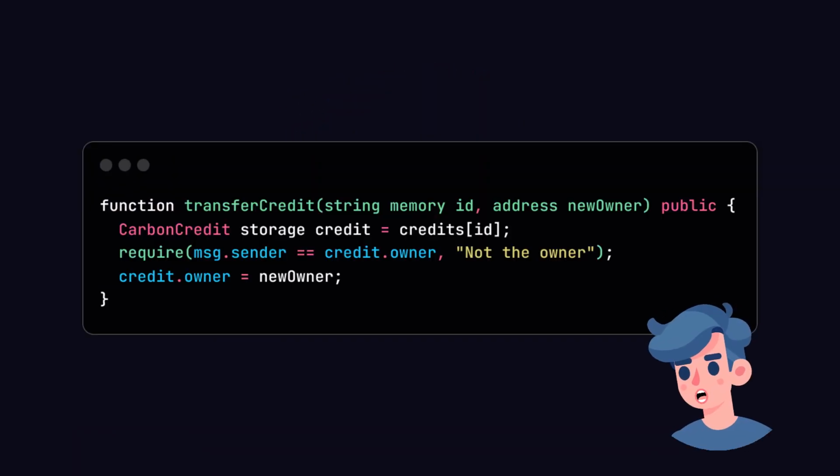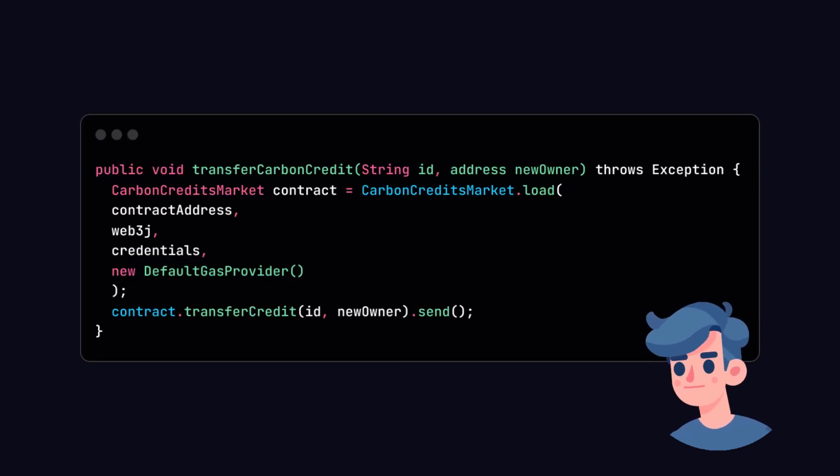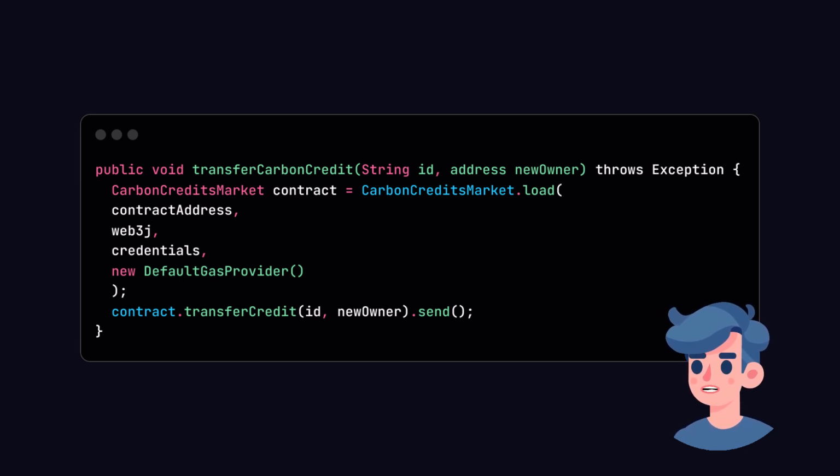Now that we can create carbon credits on our blockchain, let's add a feature to transfer these credits between owners. We will modify our Solidity contract first to include a transfer function. This transferCredit function checks if the message sender is the owner of the credit before allowing the transfer to a new owner. Now let's write the corresponding Java method to call this function.